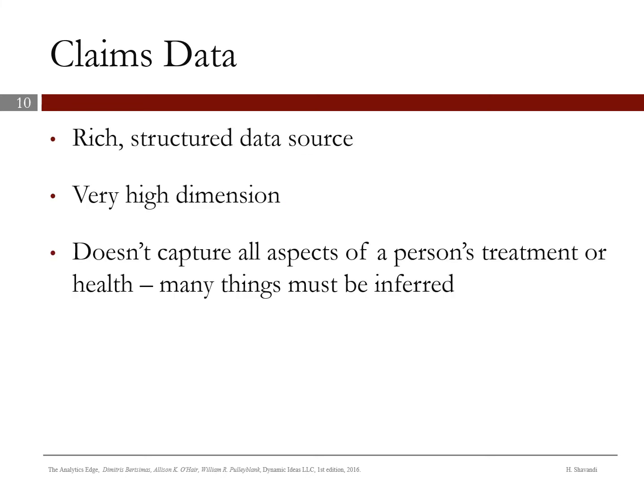So as you saw in claims data, they are usually rich and structured data source. We have a very high dimension data set here, but one of the disadvantages of claims data is this: we don't have usually all aspects of person's treatment or health. So we need to actually infer many things here by seeing those codes and descriptions. Okay.